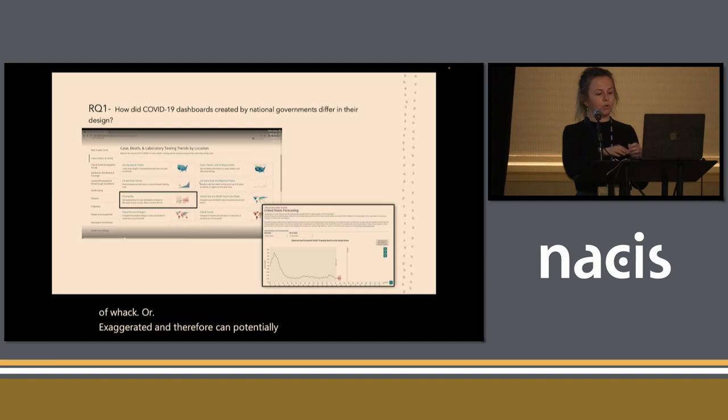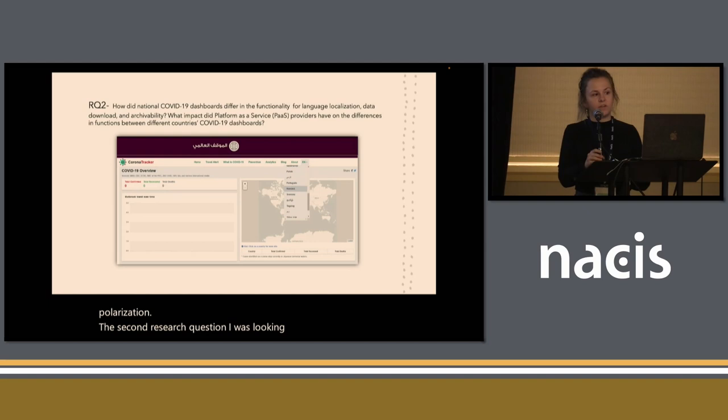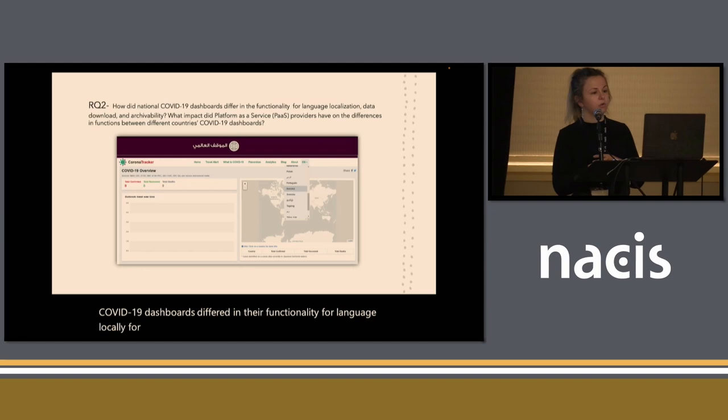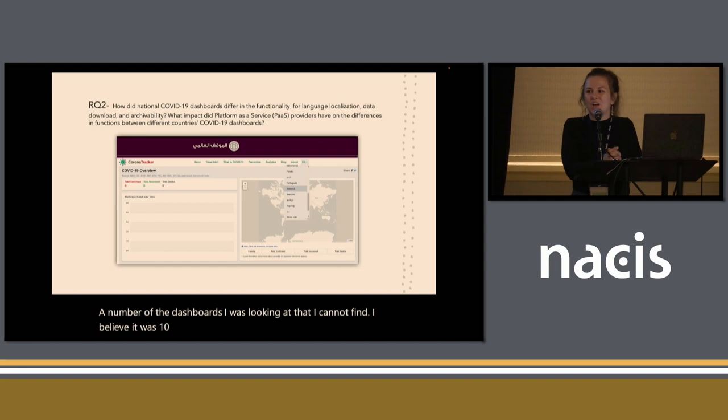The second research question I was looking at was how national COVID-19 dashboards differed in their functionality for functions such as language localization, data download, and archivability. A number of the dashboards I was looking at, I believe it was 10, provided options for language localization. In fact, the Egyptian dashboard provided over 24 languages that their dashboard could be translated into.